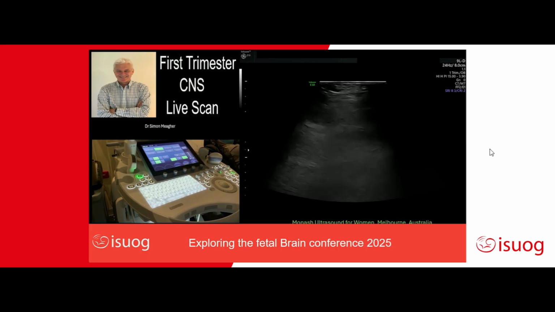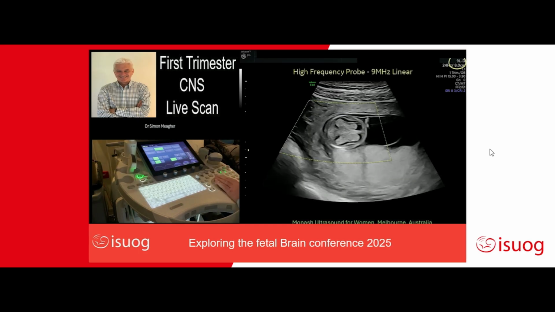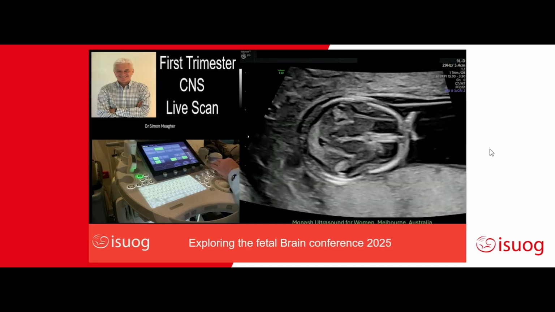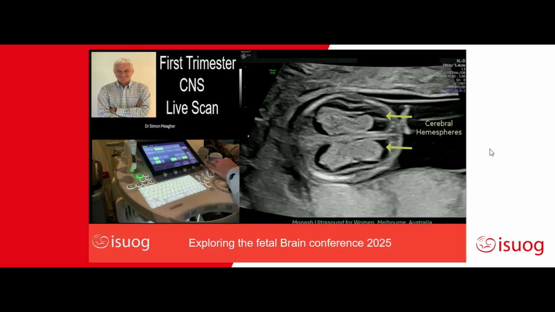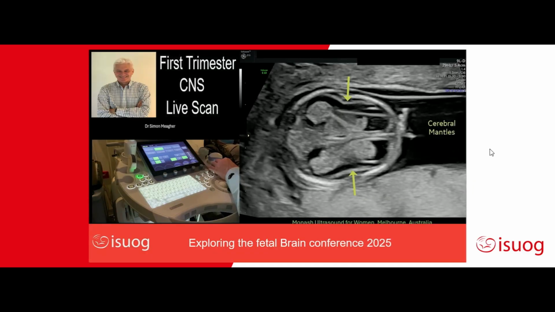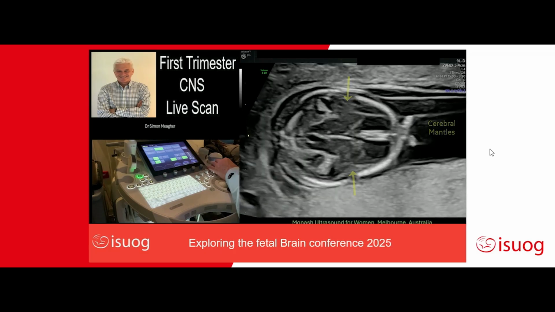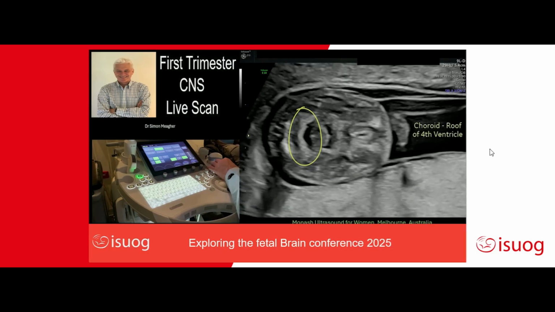And then I place the probe on the abdomen, and I now take a transverse section, and I hope you appreciate the detail that you get in a sweep is clearer, because now I can see the cerebral hemispheres, I can see the cerebral mantle. As I come down, I can see the cavum velum more clearly, I can see the aqueduct, and then I can see the choroid and the fourth ventricle more clearly.